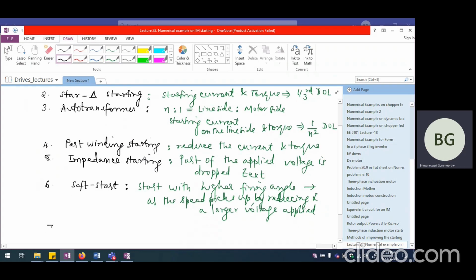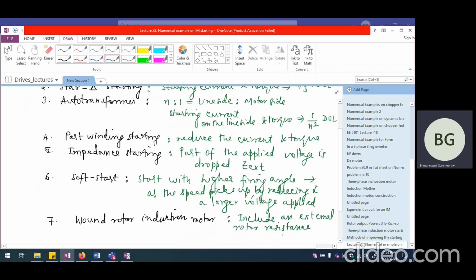And the final one we talked about was for the wound rotor induction motor, where we would be able to reduce the starting current and improve the starting torque by rotor resistance control. So we include external rotor resistance, which is going to improve the starting performance considerably. So these are the different methods of starting that we looked at.